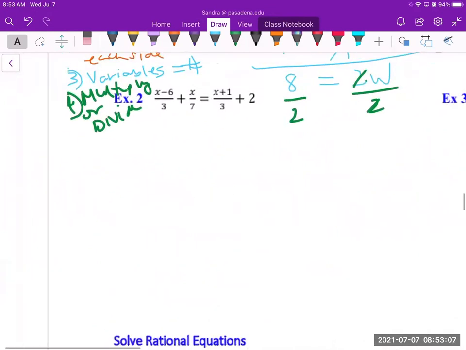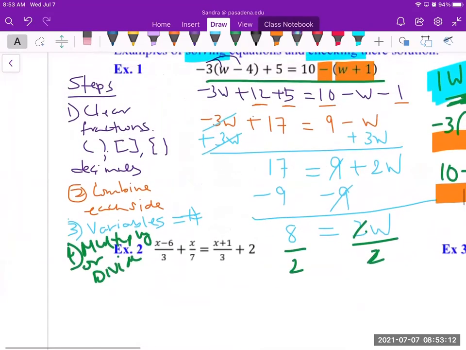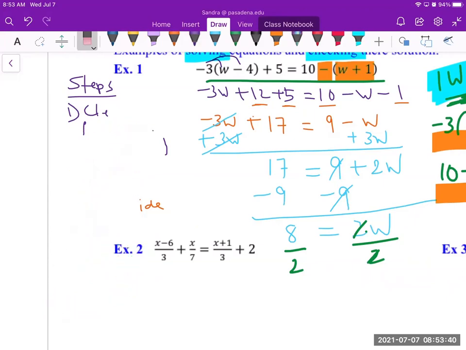Example number 2. Okay, assuming that you guys copied the steps. Remember, the steps are: clear the fractions, parentheses, brackets, braces, decimals, basically any grouping symbol; combine each side; move the variables to one side, the numbers to the opposite side; then you're going to multiply or divide; and then last you will check. I forgot to add the word check here. Step 5, you will check. Okay, I need a little bit of space right here, so I'm going to erase my steps. You should have them written on your notes already.